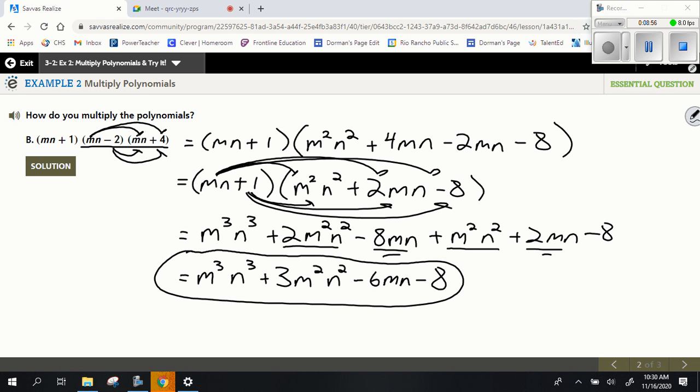Fantastic. So we have added and subtracted polynomials, and we've multiplied some polynomials. And that is it for this part of the lesson. Come back and we'll do examples 4 and 5.